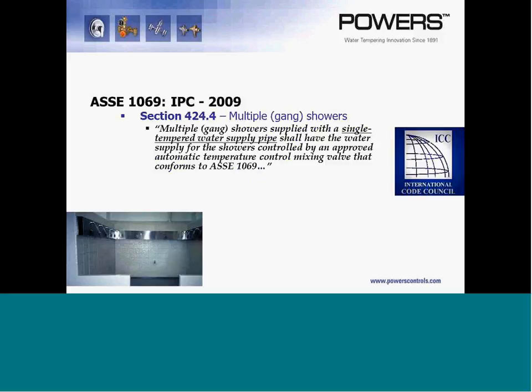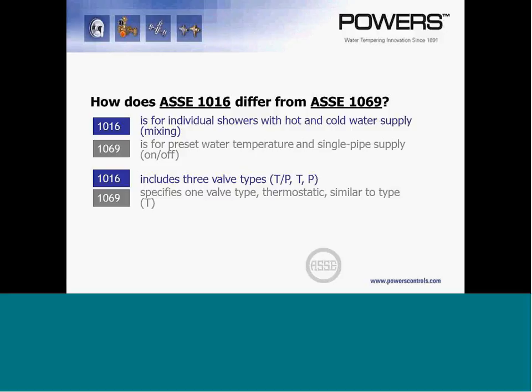And then here's section 424.4, which references multi-gang showers, which references 1069. So I've presented the various standards here and some of the highlights of what they're comprised of, and I'll just do a quick overview, specifically comparing one to another, just as a review. So how does 1016 differ from 1069?